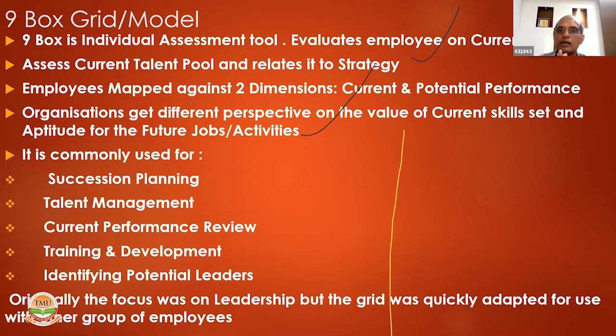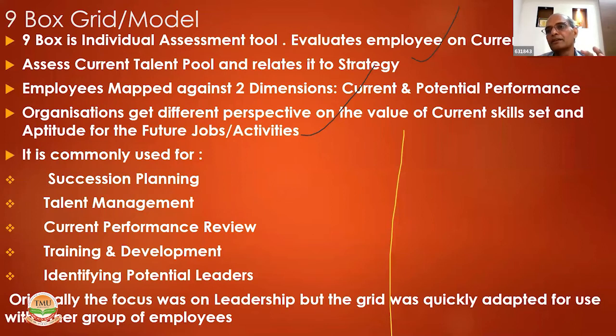those 9 boxes. The most important thing here is organizations get a different perspective on the value of current skills and the aptitude of the employees for future activities. So your perspective is not only that of your assessing officer, but of the other managers under whom they have also worked. So there are a number of uses of such a tool. It can be used very well for succession planning, talent management. That means based upon which box the employee lies in, you recommend what he or she must do in the future, how you would nurture them, how you would train them. Okay. Definitely used for current performance review and can also be used for training and development and, of course, identifying potential leaders based upon their potential as well as current performance.